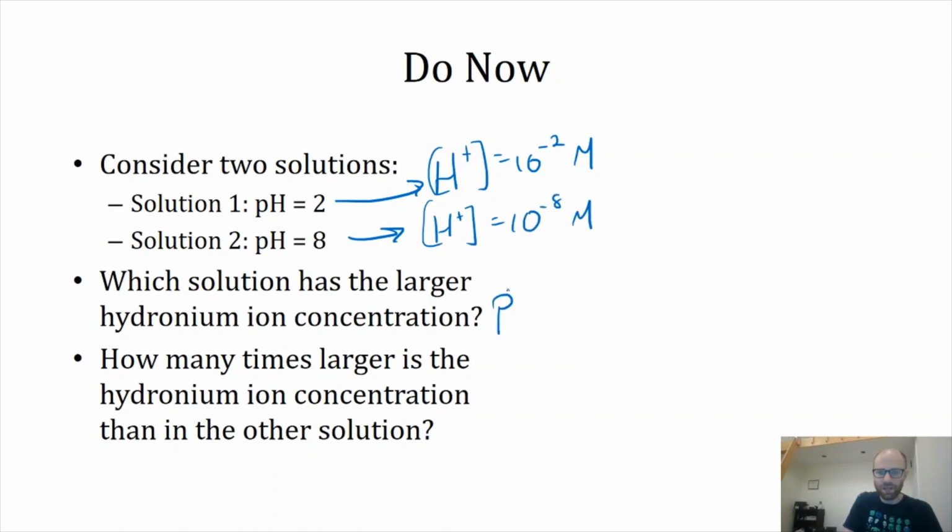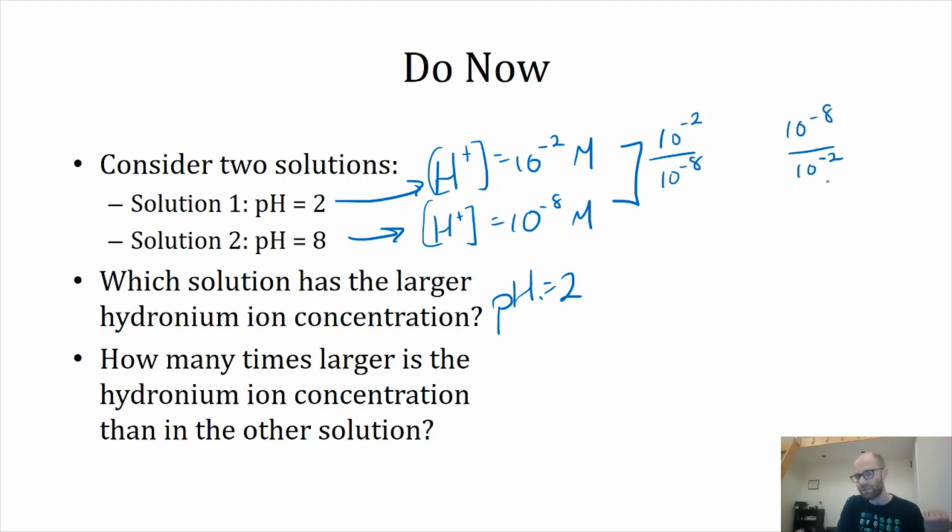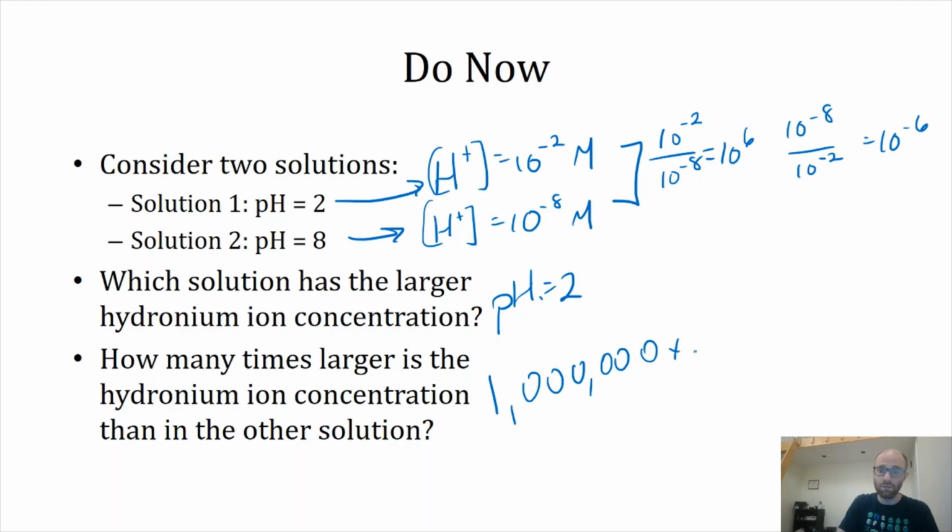So between which, the pH of 2 has the larger hydronium ion concentration, and for the difference between them, all you have to do is divide one by the other and you'll get an answer. Either 10 to the negative 2 over 10 to the negative 8th, or 10 to the negative 8th over 10 to the negative 2. I would suggest the first one. Your answer here is going to be 10 to the 6th. This will be 10 to the negative 6th. But either way, the difference in the hydronium ion concentration between solution 1 and solution 2 is a million. One of the solutions is a million times more concentrated in H plus than the other.